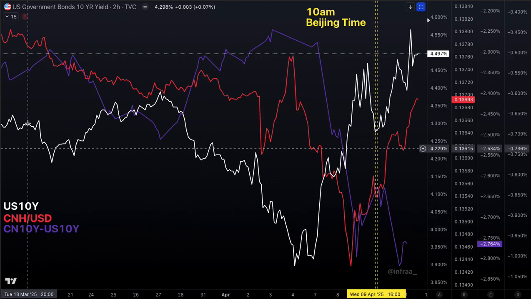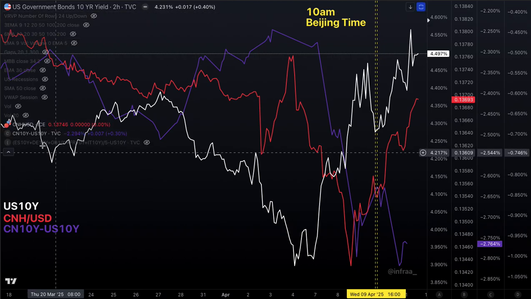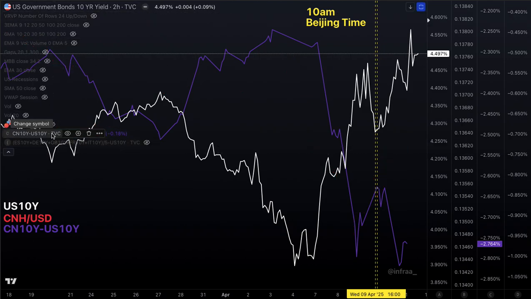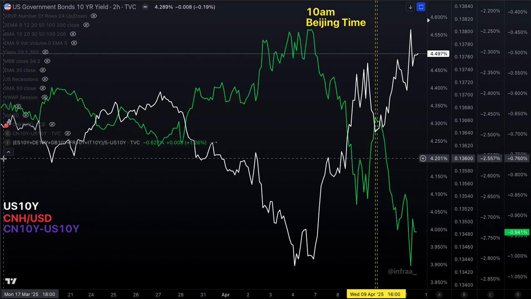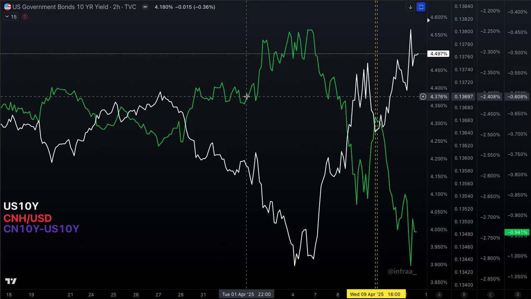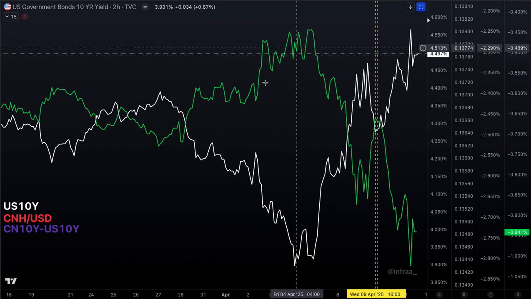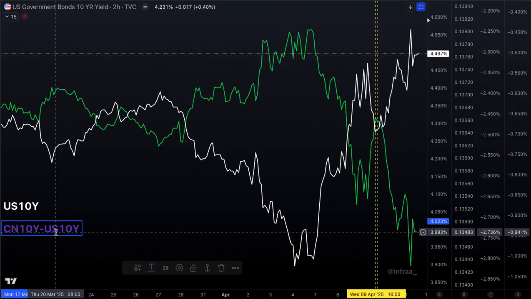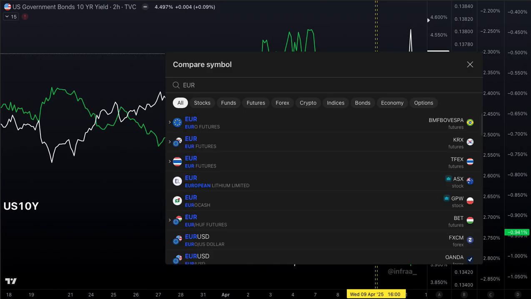So let's take a look at Japan. Or let's do Europe first. So I have here in green the British, French, German, Spanish and Italian 10-year. The formula is to add all 5 of those and then divide by 5 for an average. So this is the average European 10-year bond yield in green. And we can add the euro.